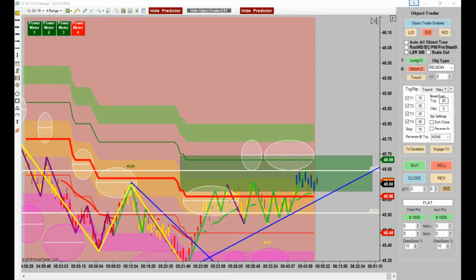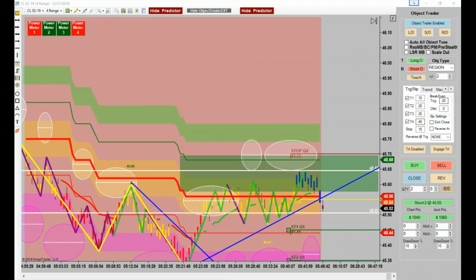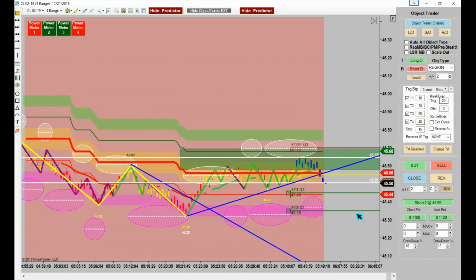Speed this up just a little bit. There we go. We're in the trade. Everybody see how I did that box? Notice if I turned on this wedge, I could have gotten another trade, but it was pretty much where the box was to begin with.